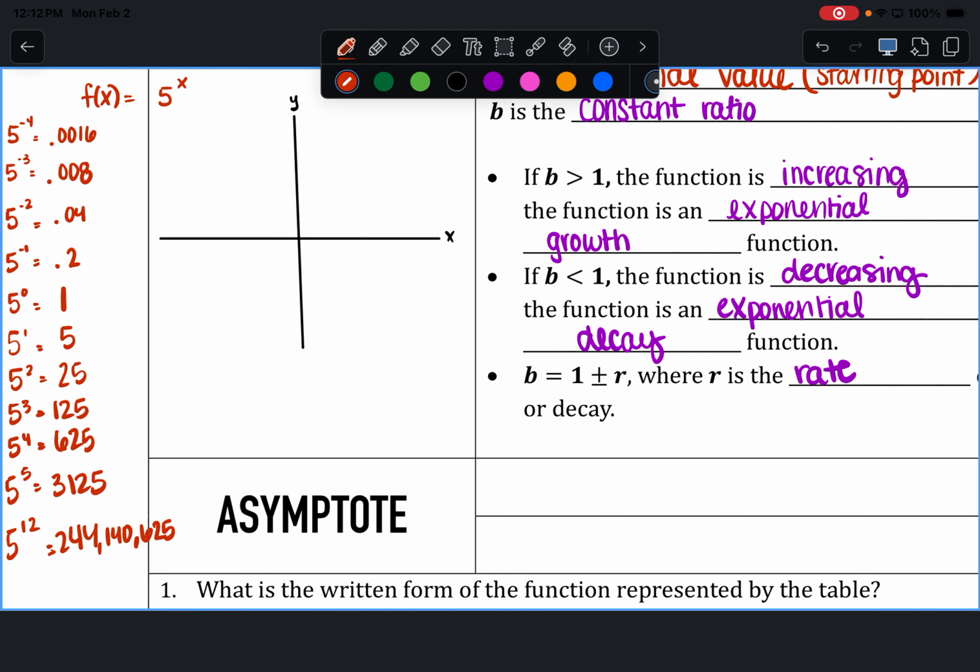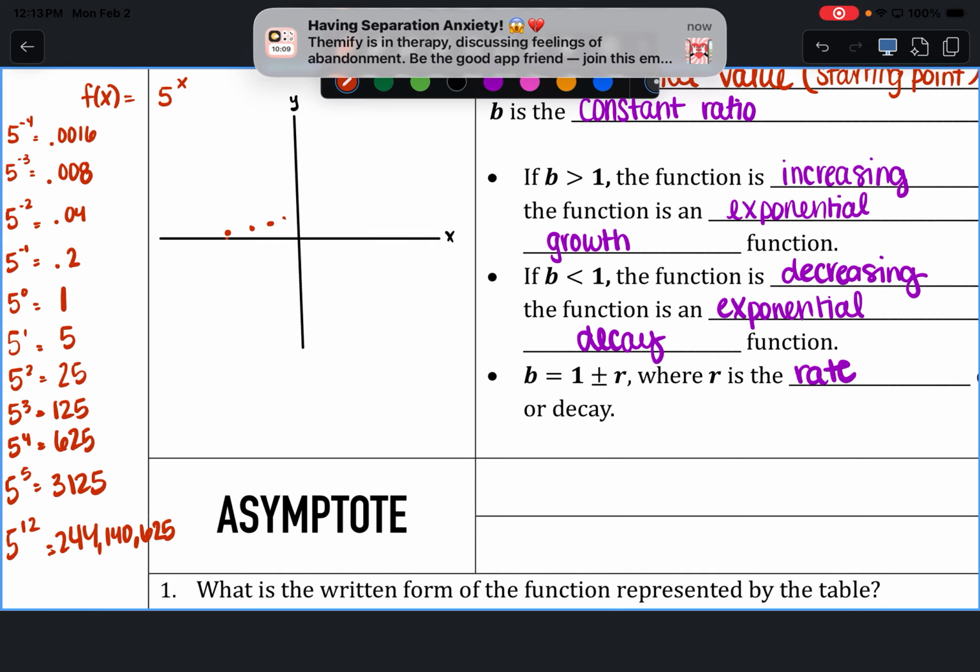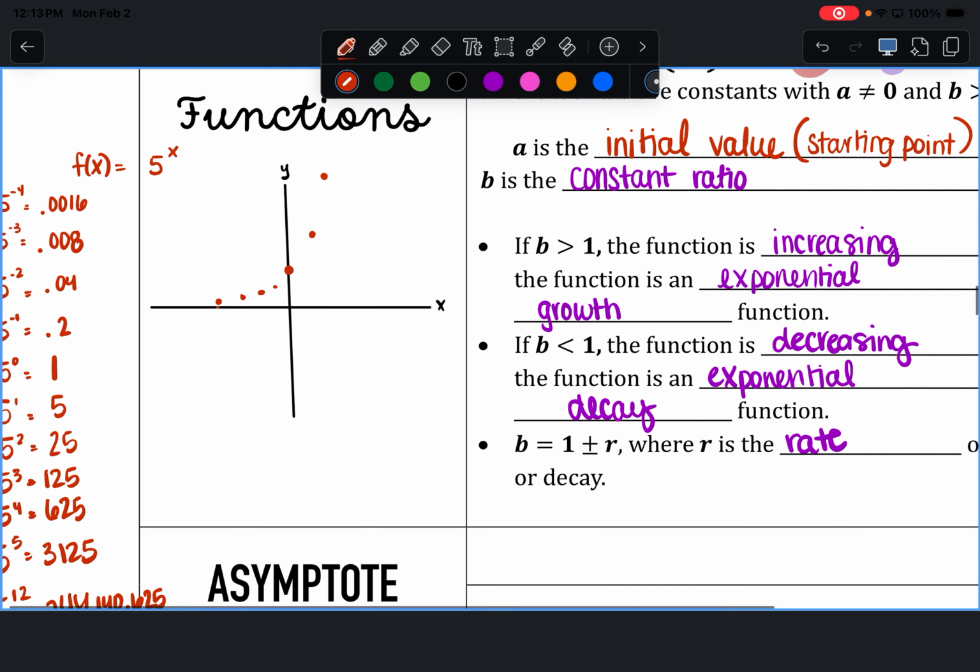This is a pattern that happens with any exponential function. So if I went over to where -4 is, it would be just barely above the line, just a little bit above that, till we get to 0, where it's going to be at 1. Then at 1, it's going to go up to 5. Then from 5, it's going to go to 25, and it's going to keep going up pretty steeply. Do y'all agree with that?